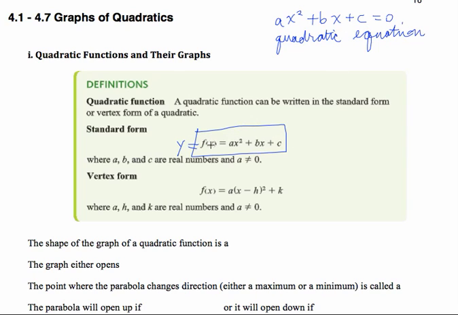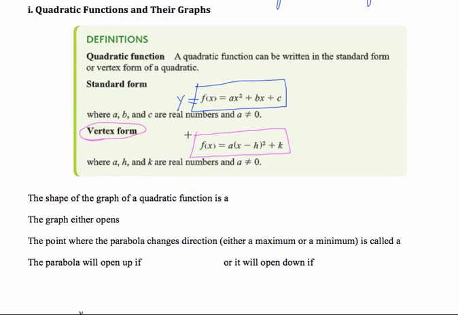Whereas this is actually a function. You can find all the x, y coordinate points that make this equation true and plot them to get a graph. The other normal or common form for a quadratic is called vertex form, and I'm going to come back to that one in a little bit. So we'll focus first on standard form.